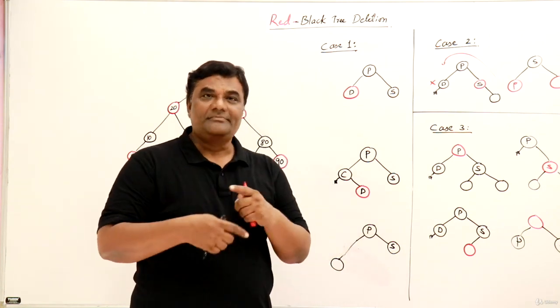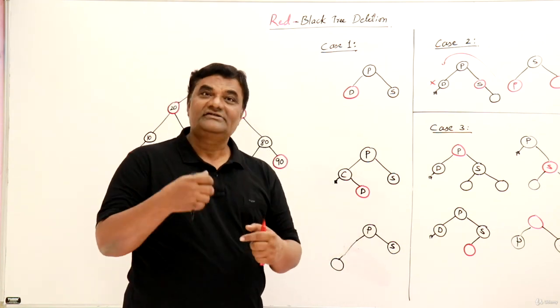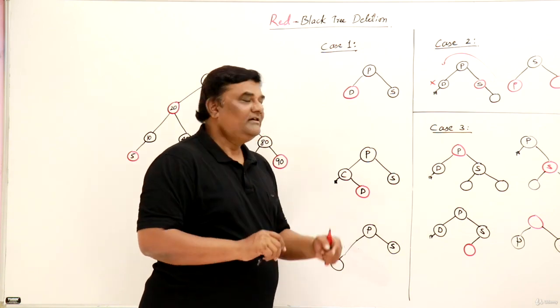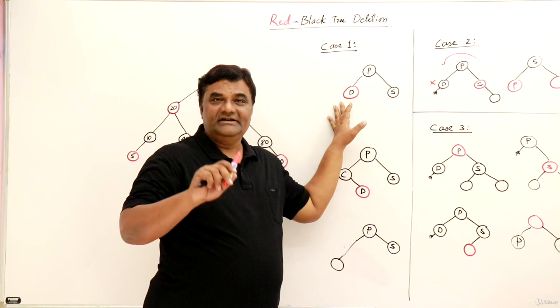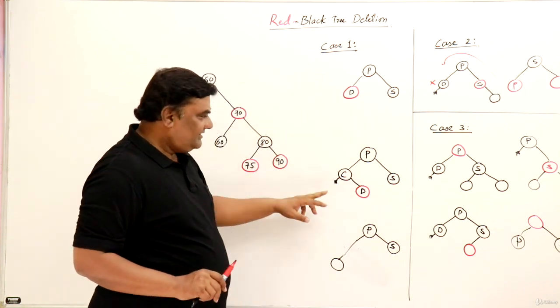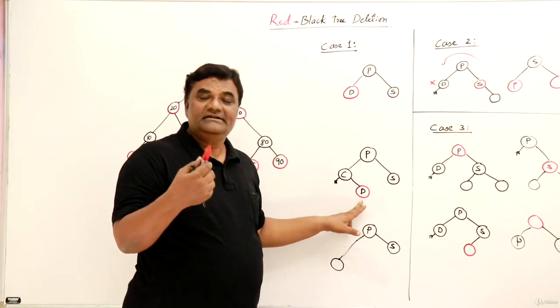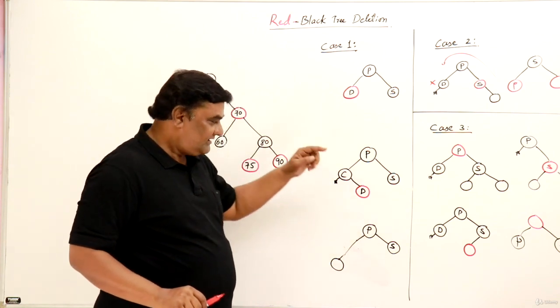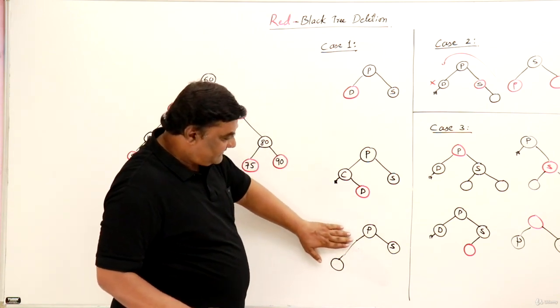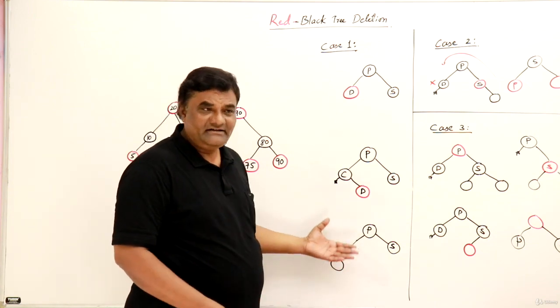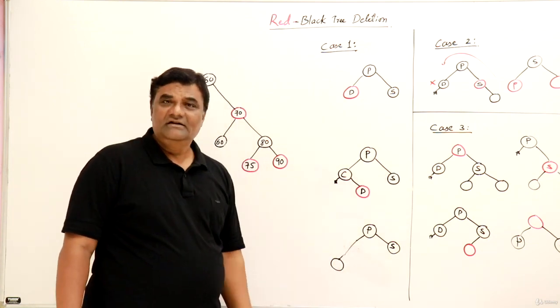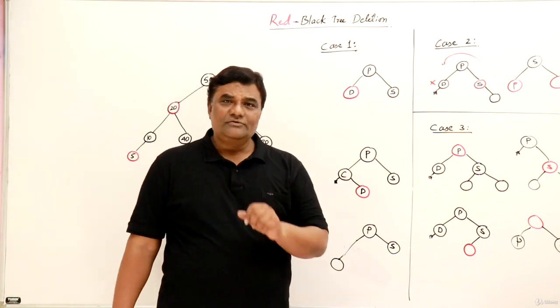Now let us repeat the topic again and see all the things quickly. If I am deleting a node that is red color node, then delete it simply. Don't do anything. If I am deleting a node that is red color node and it was having a black child, then also delete it and its black child will take its place. There was no problem.